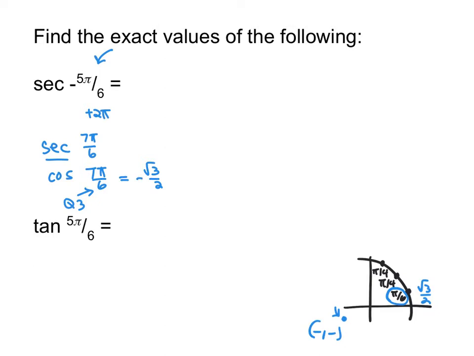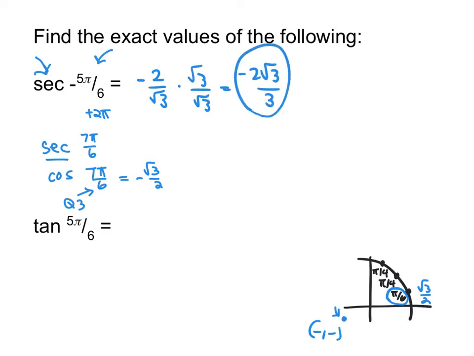So now I'm going to go back to finding this original secant by just flipping this around. So I have negative 2 over the square root of 3. And again, this is the same math we've done before. We have negative 2 square root of 3 all over 3 by rationalizing the denominator. This time, nothing simplifies. But there's our answer.